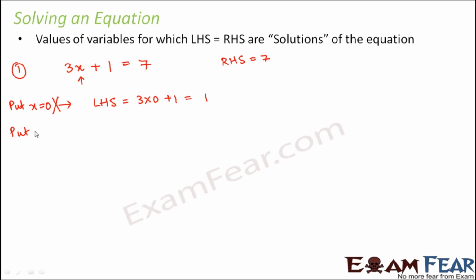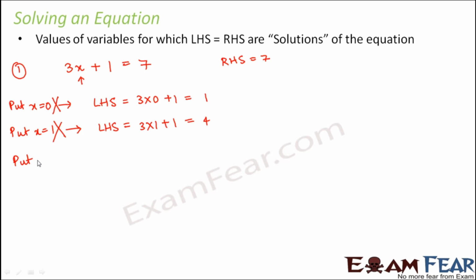Now let's try it with x equal to 1. What would be our left hand side? It would be 3 into 1 plus 1, that is 4. So is left hand side equal to right hand side? No. Therefore x equal to 1 is also not the solution.